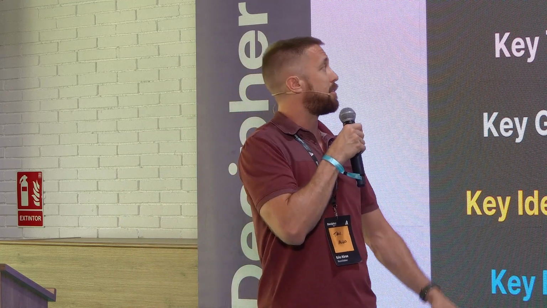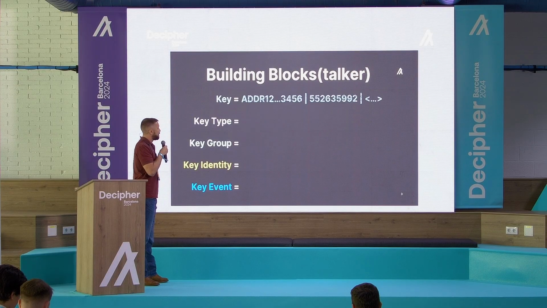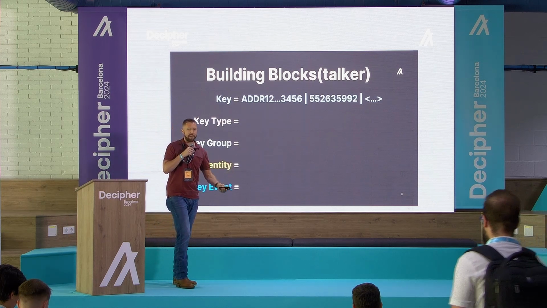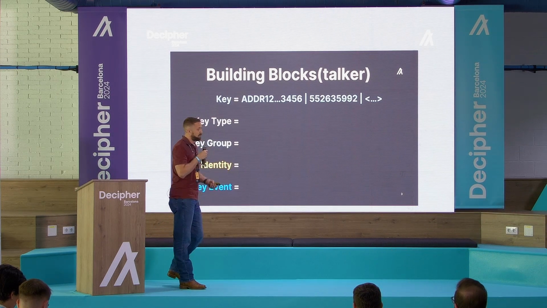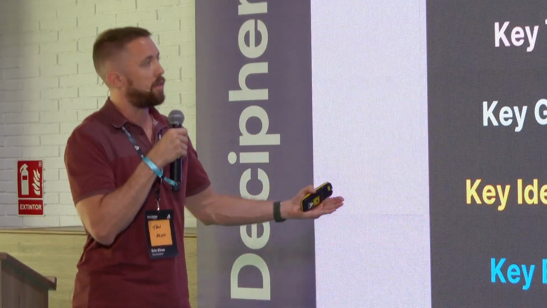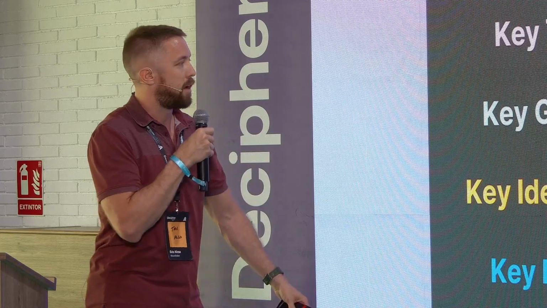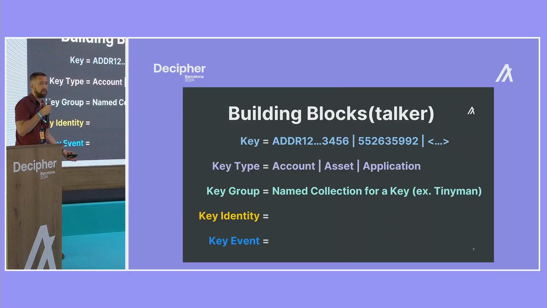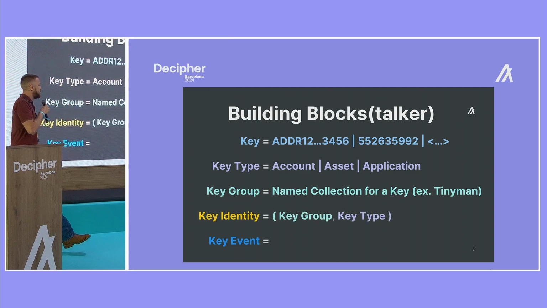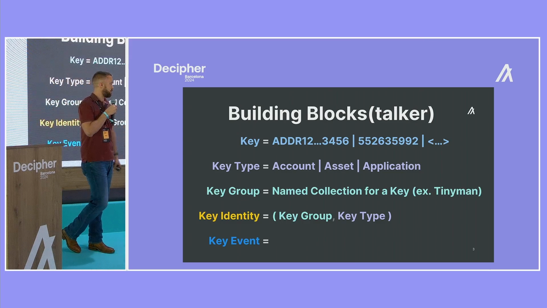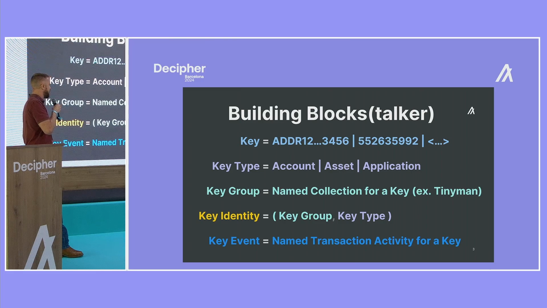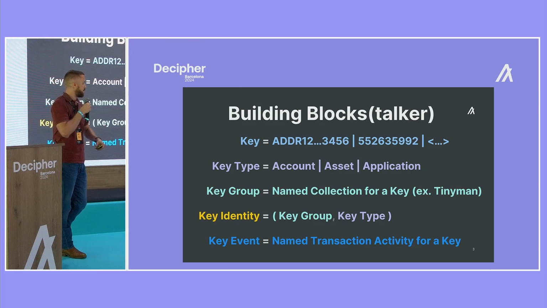When it comes to BlockStalker, there are a few key pieces of vocab that will help you understand our product when you go to use it. If you're familiar with Algorand, you know what a key is: an Algorand asset ID, an Algorand address, an application ID. All three of those we refer to as a key. We also call something internally a key type, which could be an account, an asset, or an application. We have a key group, which is essentially a named collection for a key, in this case it might be Tinyman or any other group collection of a key. Then we have a key identity, which is a tuple of both the key group and the key type. And finally, we have the key event, which is a named transaction activity for that given key.